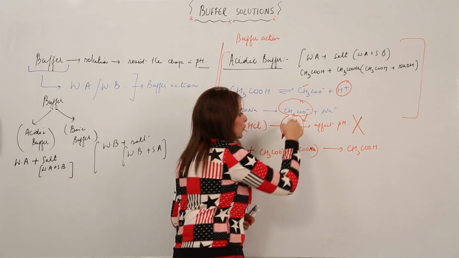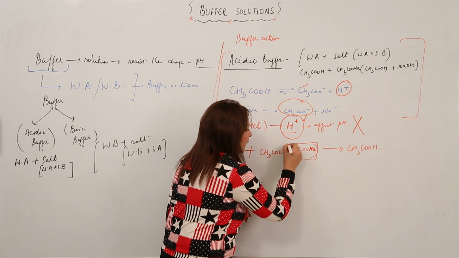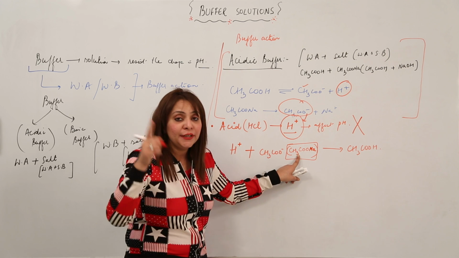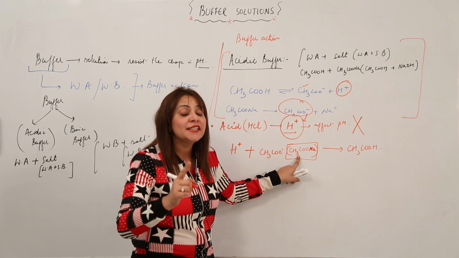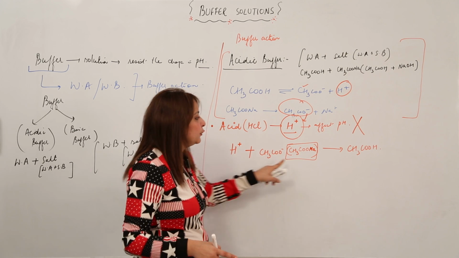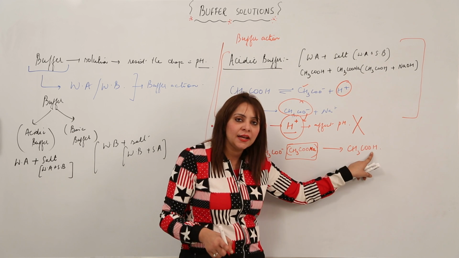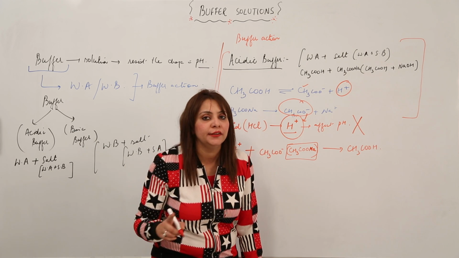So these are neutralizing these hydrogen ions. There is no need to write it, but you should know that the acetate ions combining with the hydrogen ions are the acetate ions of the sodium acetate, right? So they are combining to form the undissociated acetic acid. So this is how, when we add acid, the pH doesn't get altered, right?